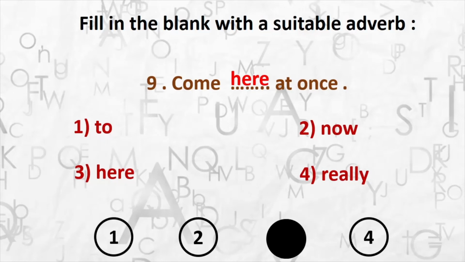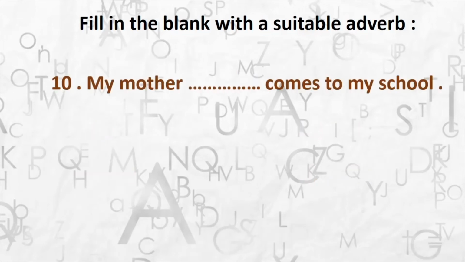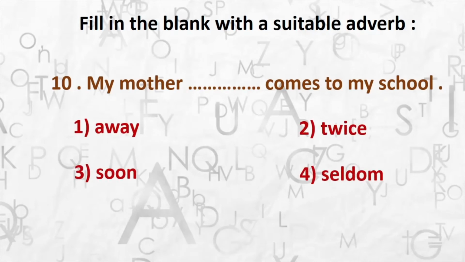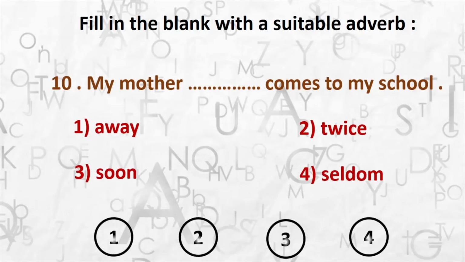Coming to the last example in this pattern. My mother dash comes to my school. My mother one away comes to my school. My mother twice comes to my school. My mother soon comes to my school, or my mother seldom comes to my school. 1, 2, 3, 4. Which is the correct one? It is the fourth one. Seldom. Frequency. Very less. My mother doesn't come to my school at all. She comes just once in a while when it is necessary for her to come.